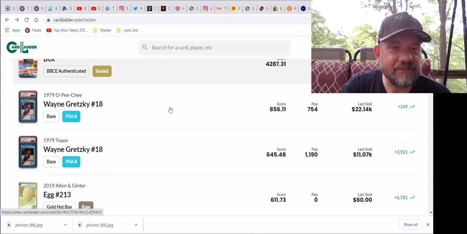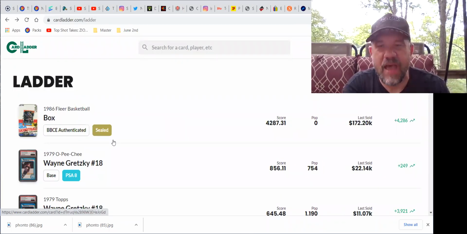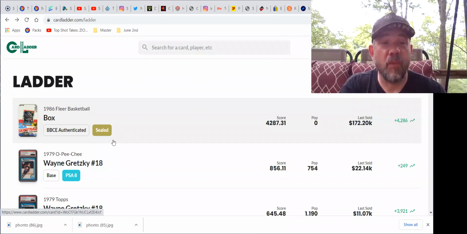Love Card Ladder. Let's find something. I think it's interesting that they have this thing called the ladder, because I've always wondered what the hell the purpose of the ladder is. In my opinion, the ladder is the biggest manipulation in sports cards today because it moves cards or items up and down the ladder.